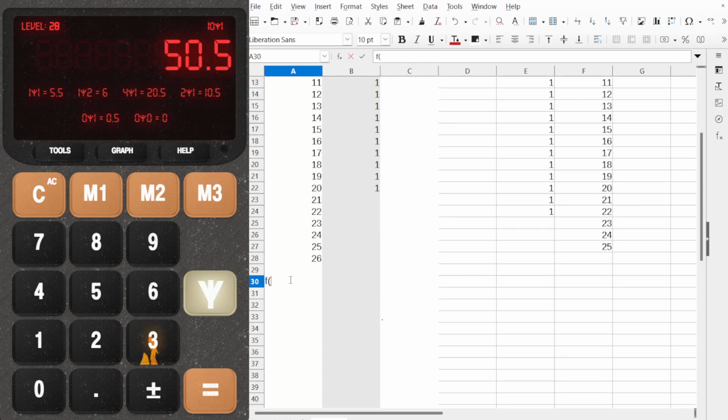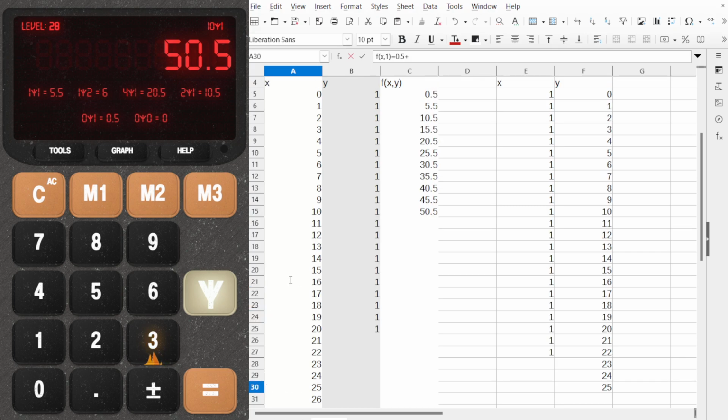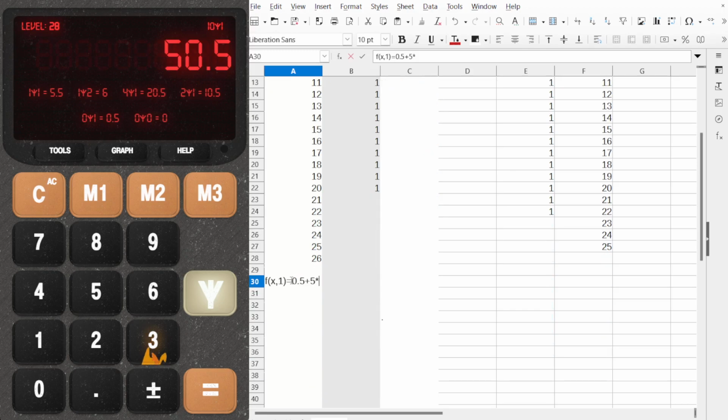So this set of data says that f of x1 equals 0.5 plus 5 times x. So this is what we expect our function to be. I'm also going to change the font color to green. Okay, this is green. So this is what we expect.